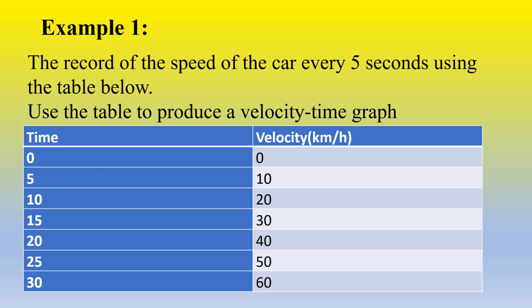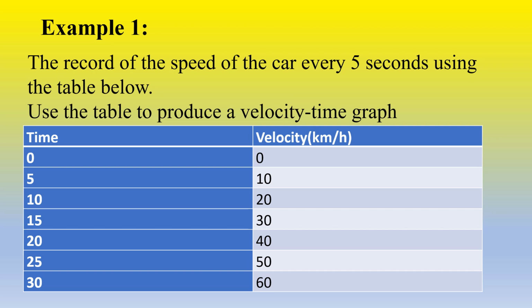At 15 seconds the velocity is 30 km per hour. At 20 seconds the velocity is 40 km per hour. At 25 seconds the velocity is 50 km per hour. At 30 seconds the velocity is 60 km per hour.